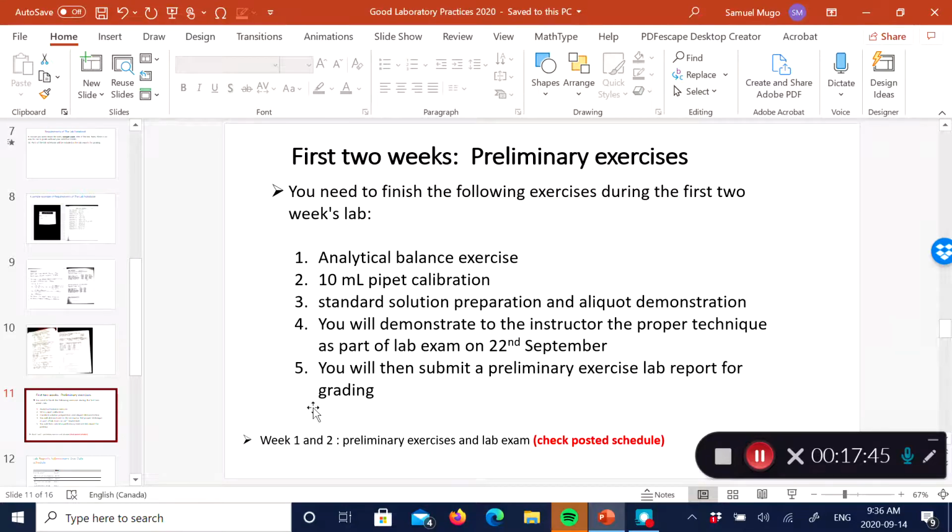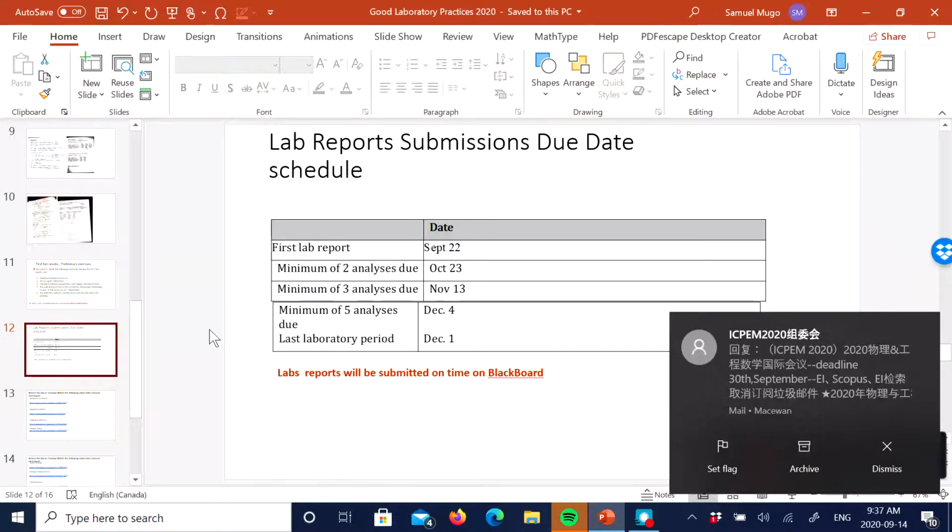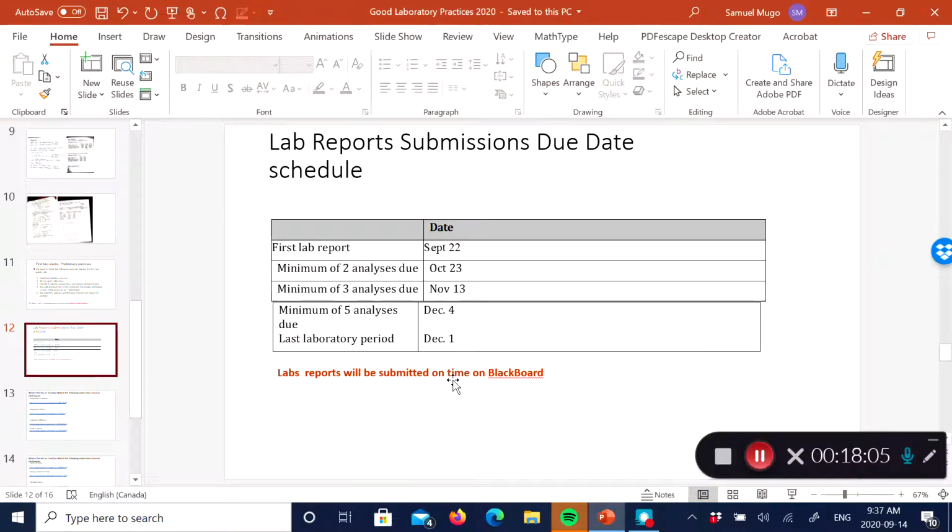You're going to submit a lab report based on the exercises that you're going to do in the next 2 weeks. I've already posted the lab schedule for you on Blackboard. It's important to remember the lab report will be due on these dates, and there will be no excuse for late submissions. So make sure the first lab report is submitted on Blackboard by September the 22nd, and so on, with a minimum of 3 lab reports by November the 13th, and so forth.